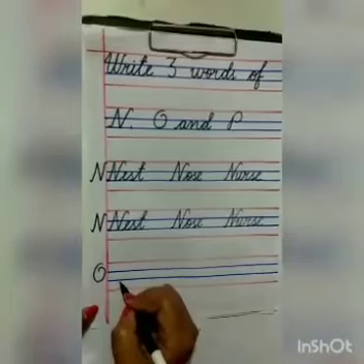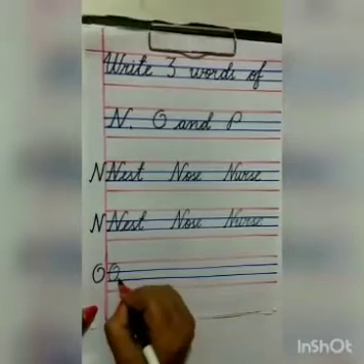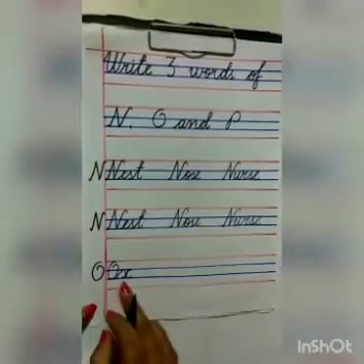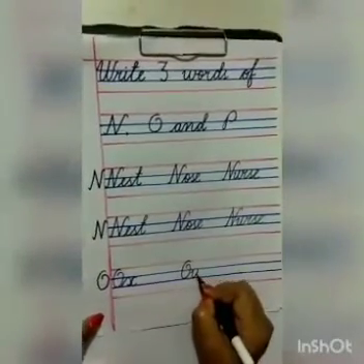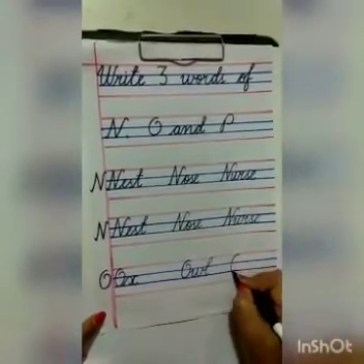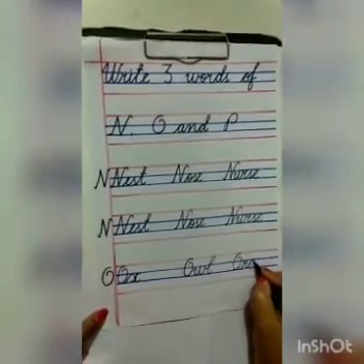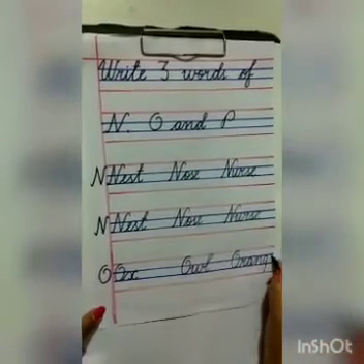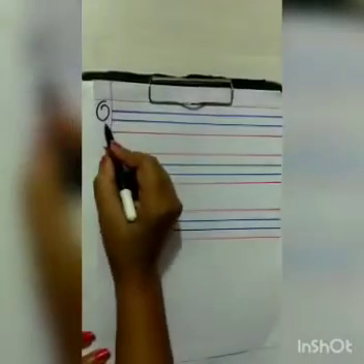What are the three words with capital cursive O? O, capital cursive O. Then O X, ox. Then after that O W L, owl. Then comes O R E N G E, orange. Okay, children. Now let's repeat it once again.